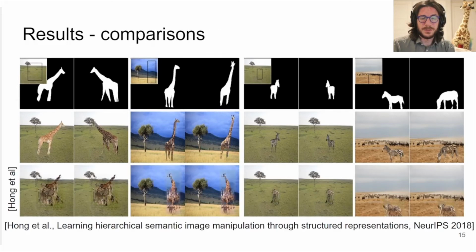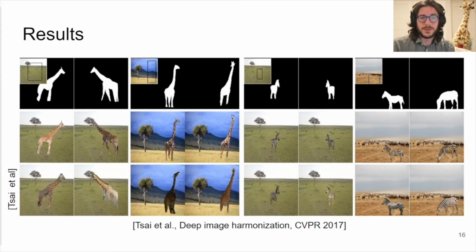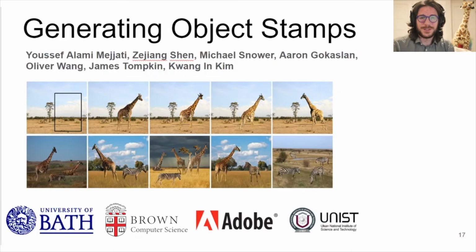Existing methods, like the Hong method, try to generate all of the interior of the bounding box at once. If we just try to copy and paste an instance with deep image harmonization, this typically tends to produce worse results too. Okay, there you have it, generating object stamps.